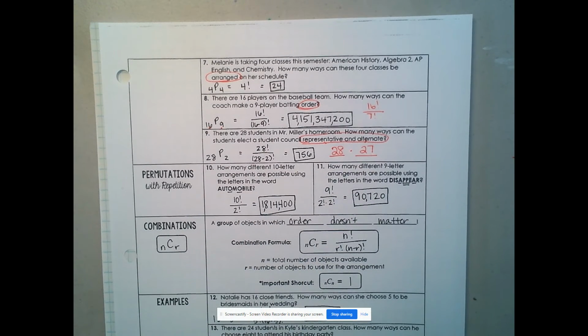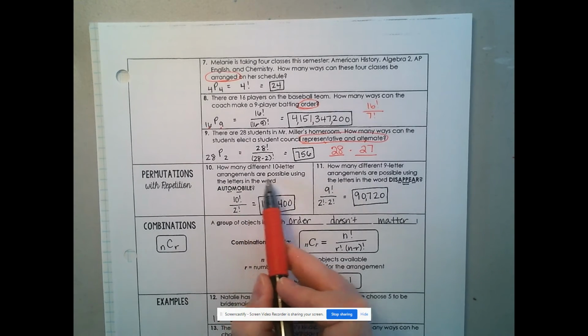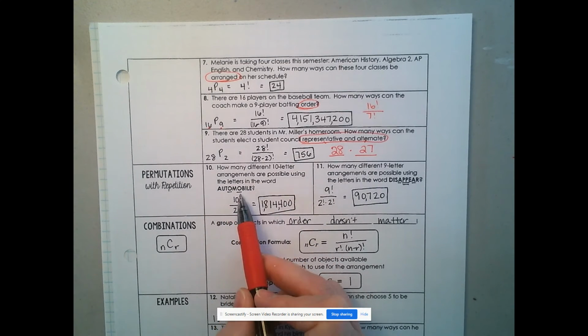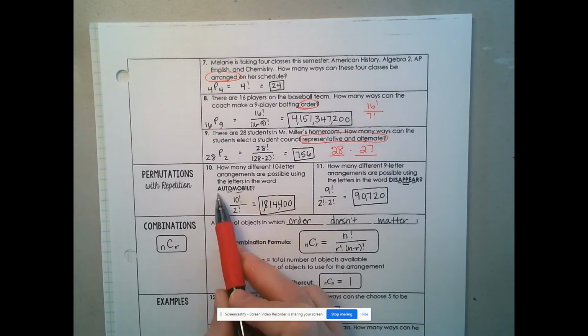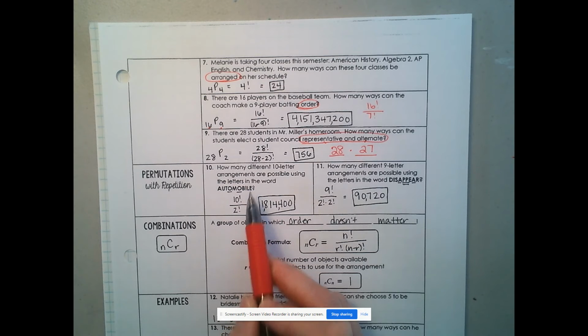Permutations with repetition. How many different 10-letter arrangements are possible using the letters in the word automobile? Now, they're pointing out here that the O's are repeated. There's 2 of the same letter. So you can do 10 factorial, right? You've got 10 letters. You're rearranging all 10 letters in 10 spots. But if you divide by 2 factorial, that gets rid of that repeated letter, because if I put the O here and the second O here, that's not a new permutation.